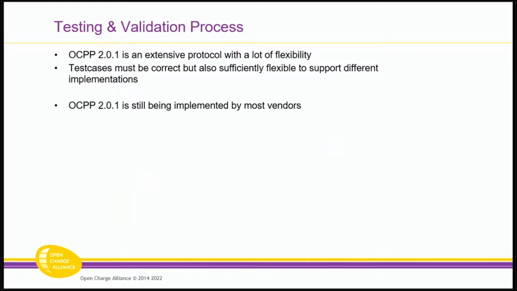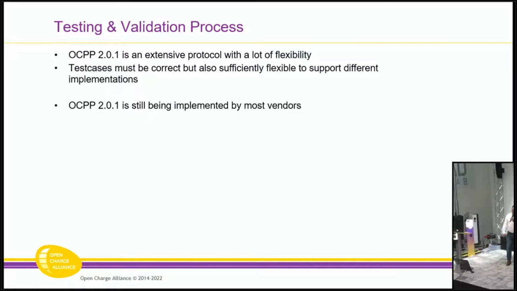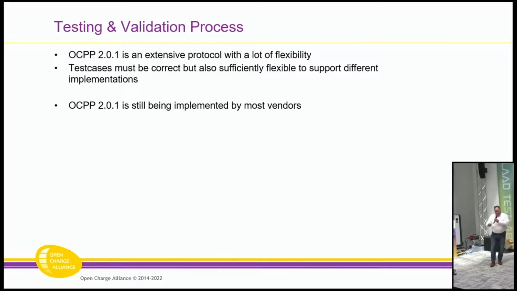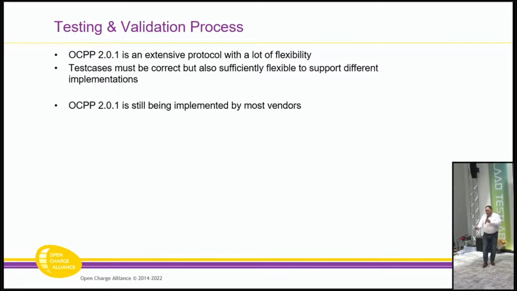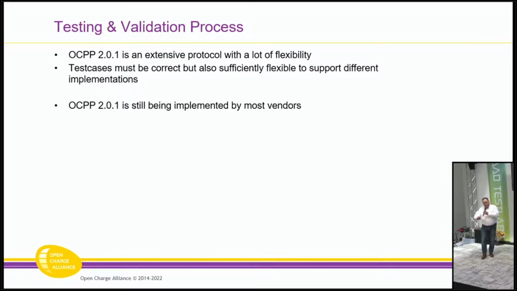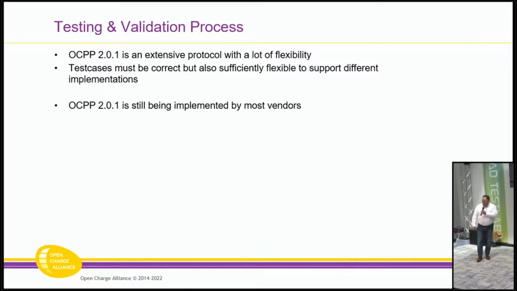So where are we right now? At this moment, let me first get back into the testing and validation process. I think it's good for everybody to realize we are looking at a very extensive protocol, much more extensive, with a lot more options and variables than version 1.6. And the test cases that we produce, which will be part of the tool, must be right and must be flexible as well, because we have to support the different options that you have in that protocol.